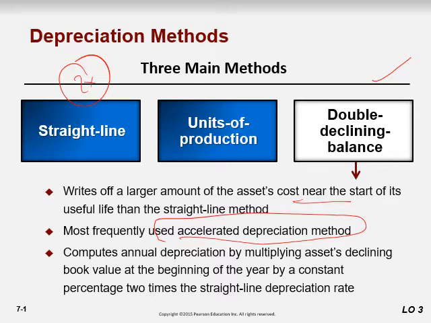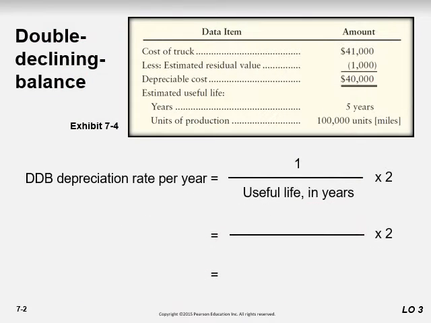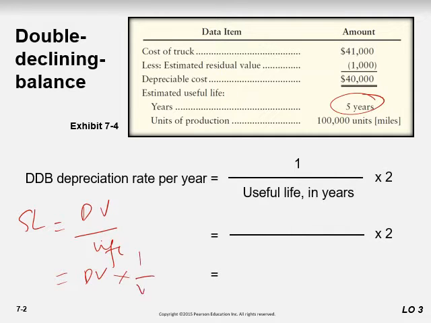So it computes annual depreciation by multiplying the asset's declining book value at the beginning of the year by a constant percentage, 2 times the straight line depreciation rate, right? So let's explore this. So what is the useful life? Here it is 5 years. So what is the formula for straight line? It is depreciable value divided by life. So we can also write it down as depreciable value multiplied by 1 by life.